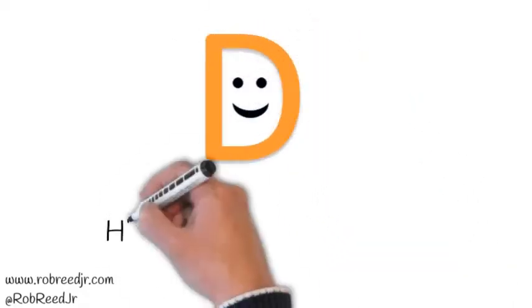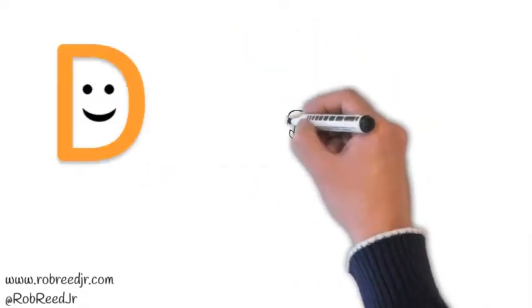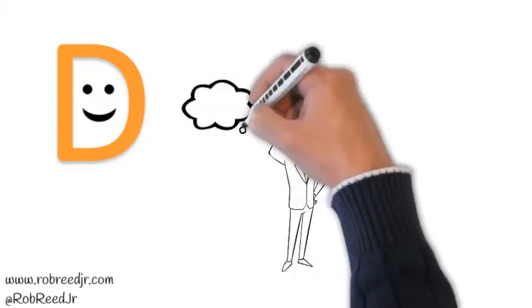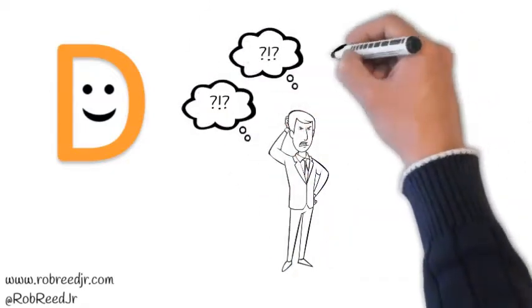My name is D, and I'm a defect. There's so much confusion and different thoughts about who and what I am, so I'd like to clarify this for everyone.